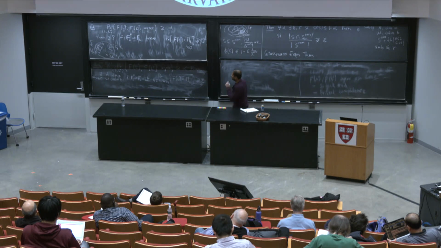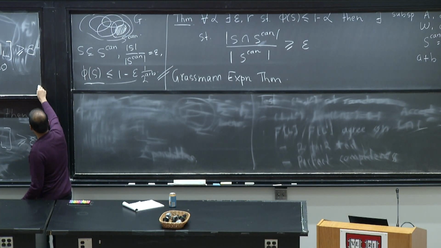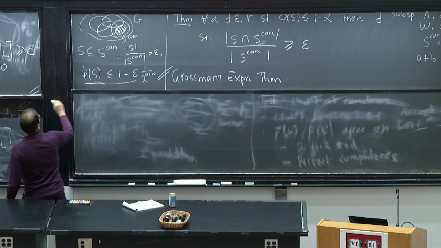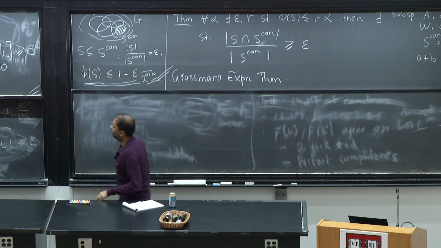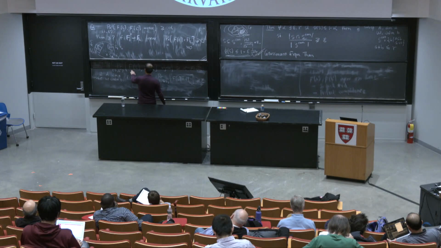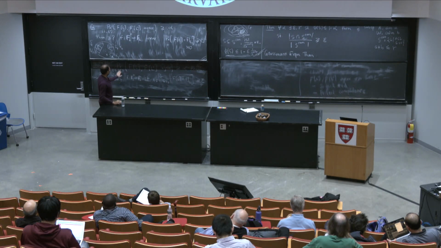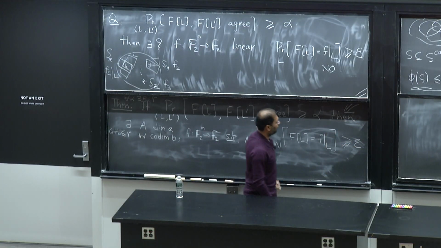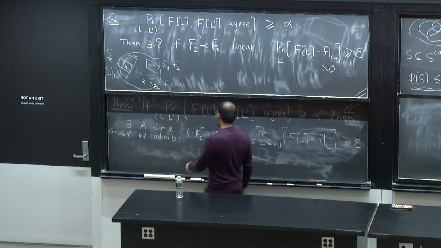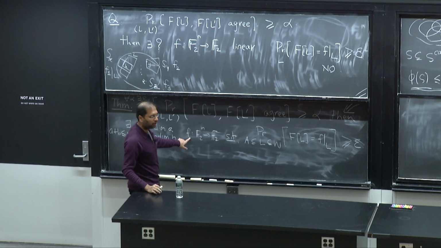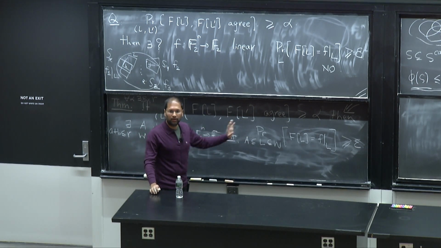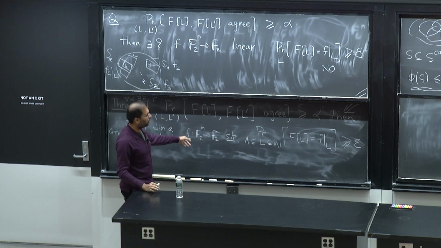Right. So what I want to show is that this theorem implies this. Right, this one. So we start with this given table, which has agreement of alpha. And somehow we want to first of all find this canonical set and then find this function f which has the agreement.